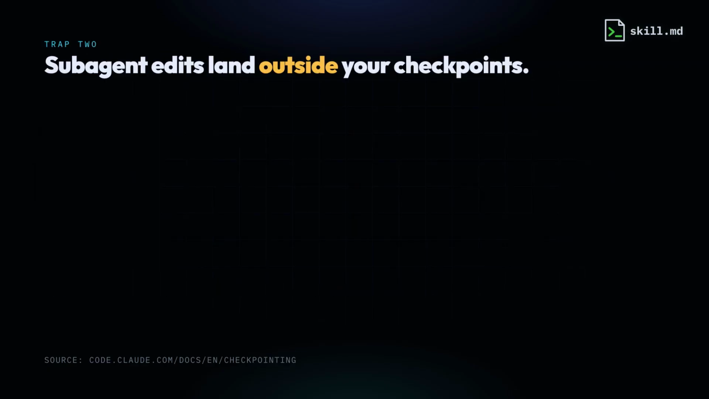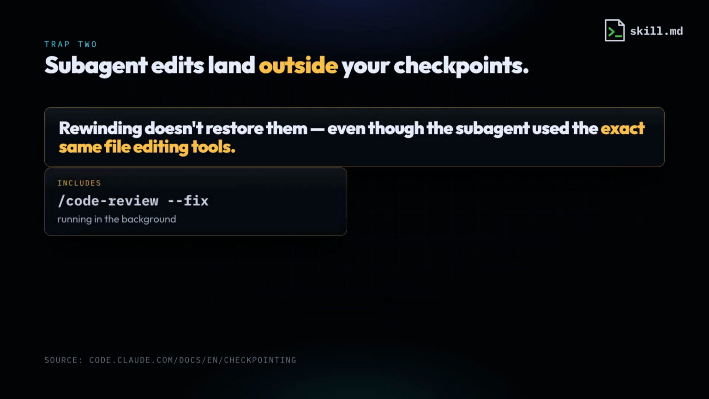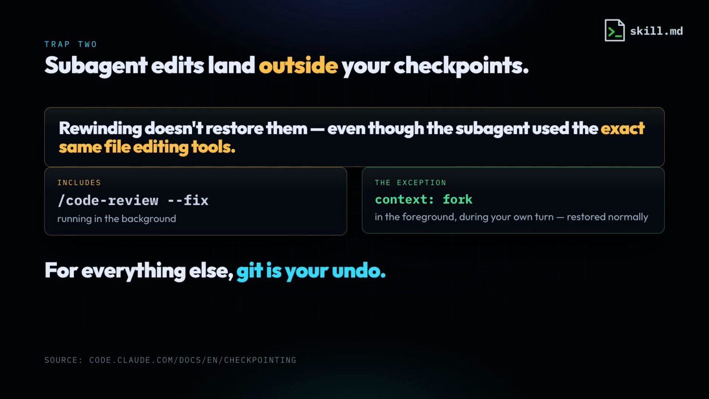Second one, subagent edits. When a subagent applies changes, they land outside your session's checkpoints, so rewinding doesn't restore them, even though the subagent used the exact same file editing tools. That includes a background code review fix run. The exception is a skill running with context fork in the foreground during your own turn. Those get restored normally. For everything else, git is your undo.